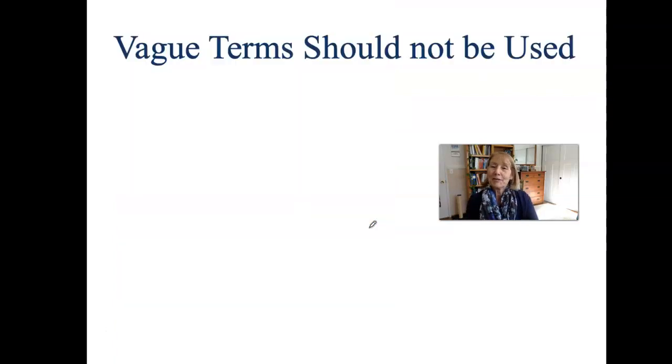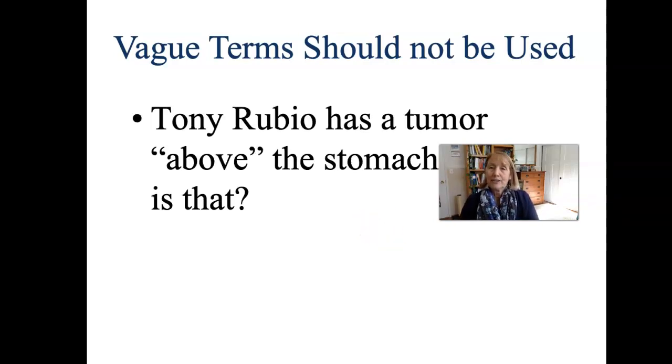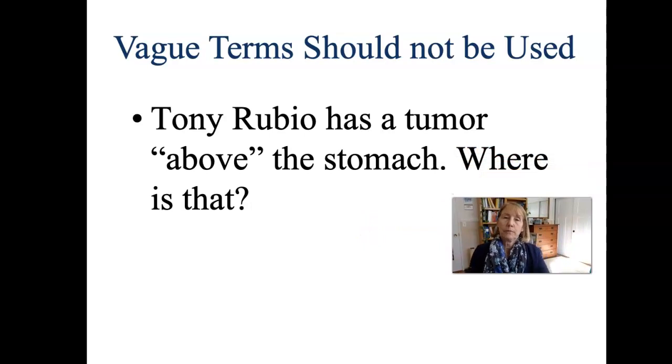The first very important lesson that you learn in a course like anatomy is that we can't use vague terms. You can't use a term that makes you uncertain as to what part of the body you mean. So if I was to say Tony Rubio has a tumor above the stomach, where's that? Above could be different if he was lying down, or standing up, or on his belly. Then that above gets very confusing, and that becomes vague, and that is what we don't want in medicine. So we have to learn how to be very, very specific.